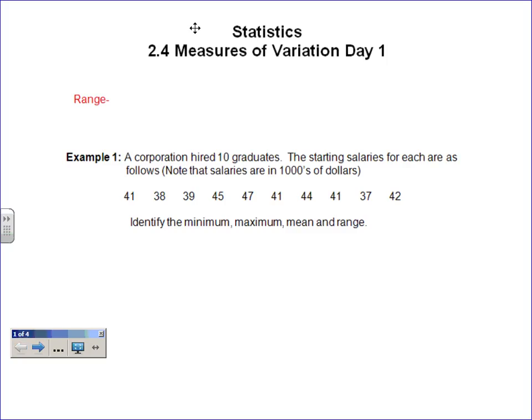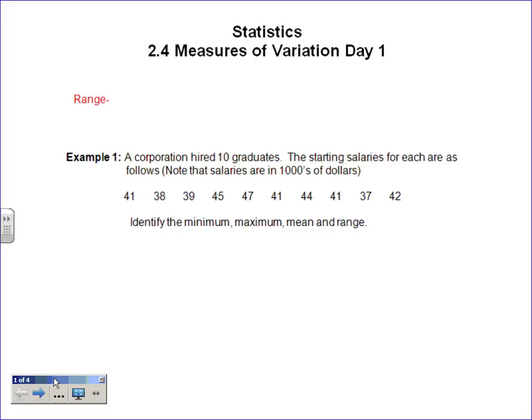2-4. We're going to start talking about variation and standard deviation. Words you may have heard before, but maybe not 100% sure what they meant. And as we go through this class, hopefully that becomes much more clear.